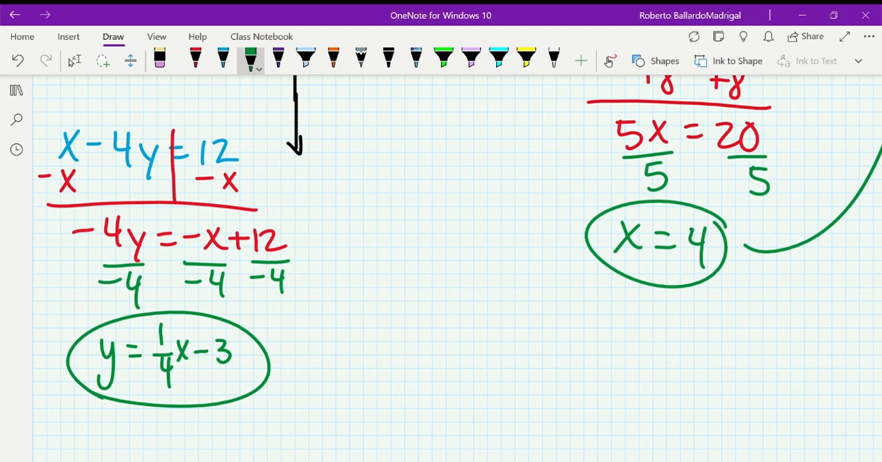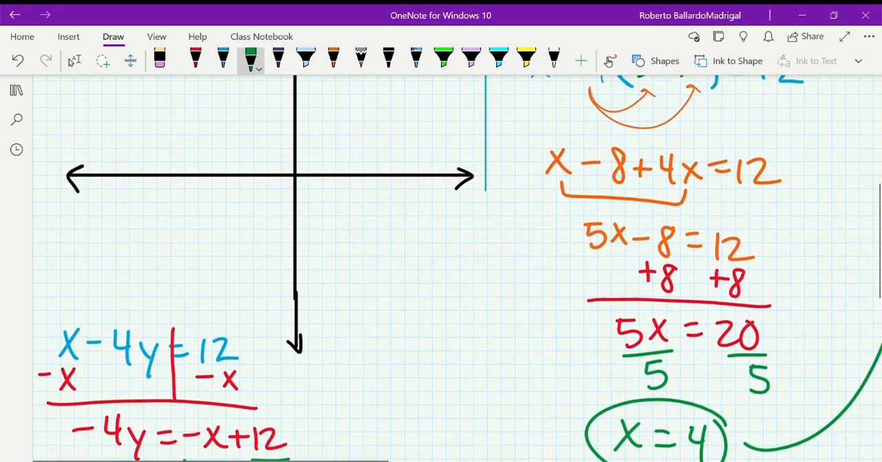By the way, looking at this equation, 1/4 x minus 3, what is the slope going to be for this equation? What is the rise going to be? 1, and the run is 4. So that means you're going up 1 unit, 4 over. And we're starting at -3. So why don't we begin with that one?